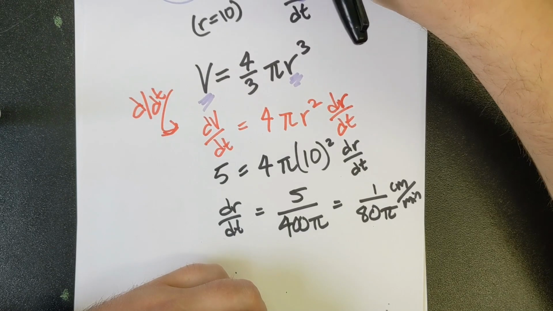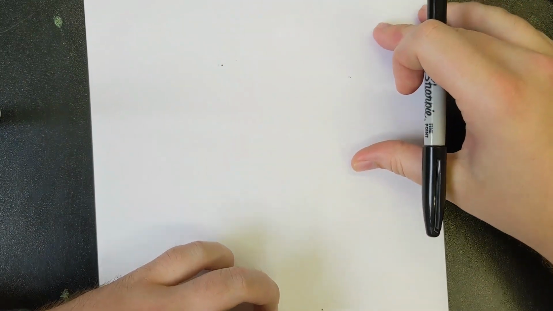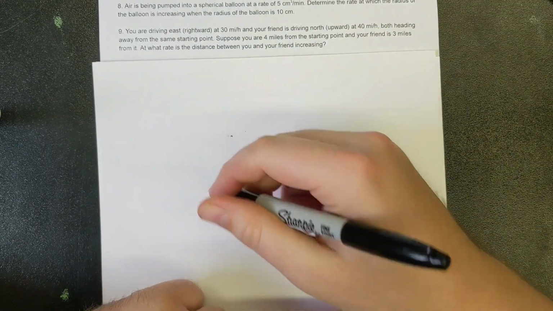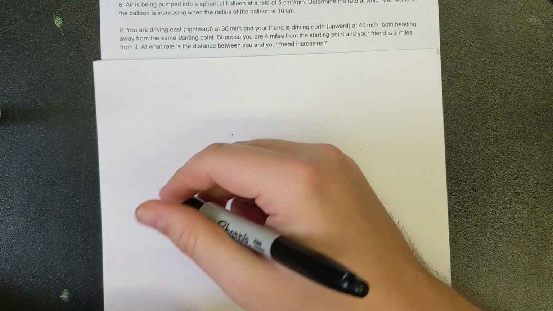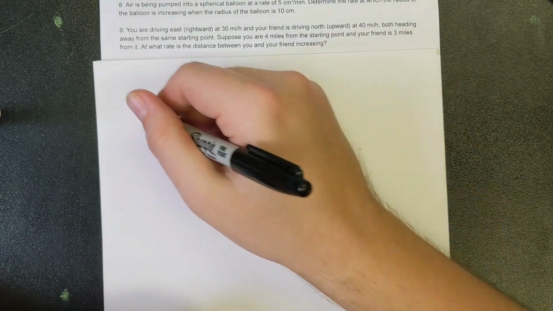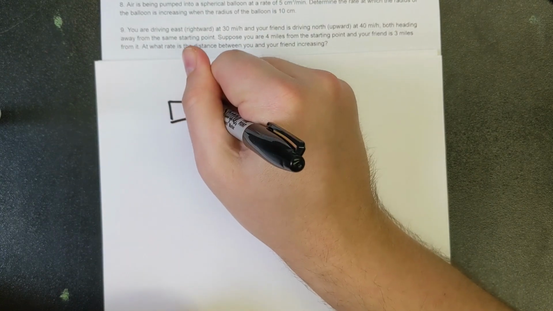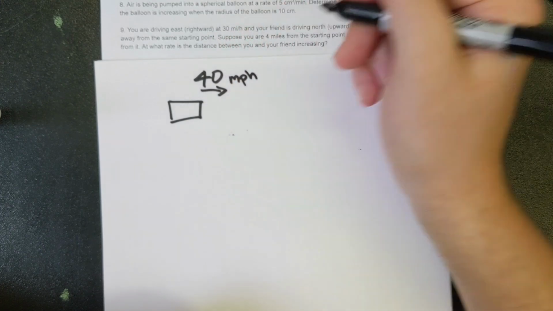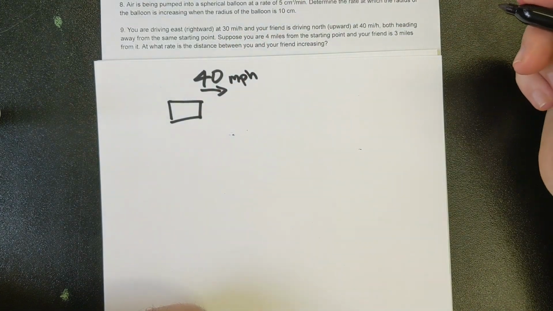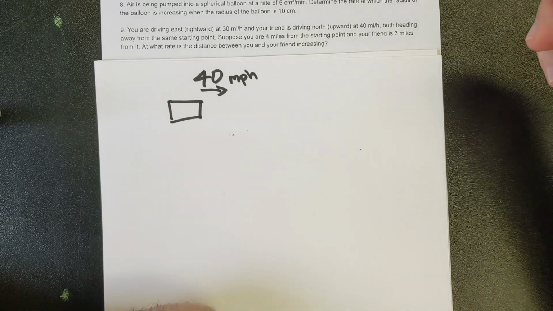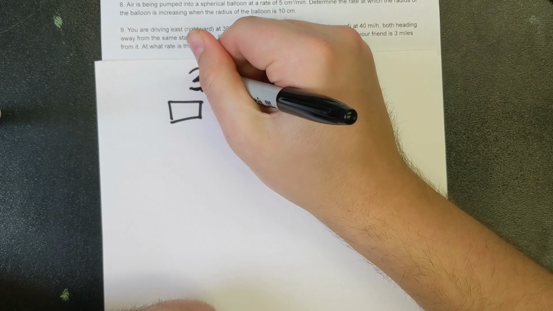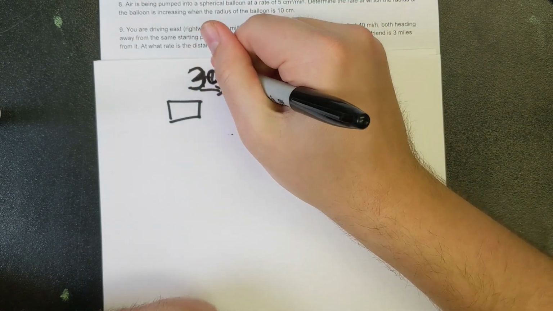Okay, one more related rates problem. In this setup, the problem says you're driving east, or to the right, at 40 miles per hour. So here you are, and you're driving at 40 miles per hour. Just got a ticket the other day for going a little bit faster than that. No, not 40. You're going 30. You're only going 30. Your friend is going 40.